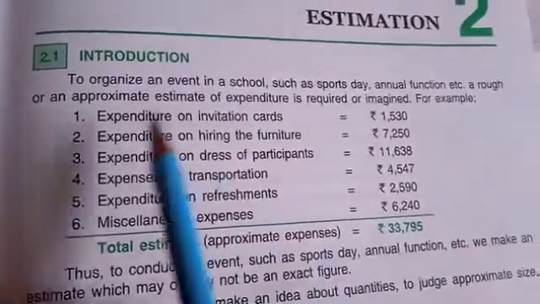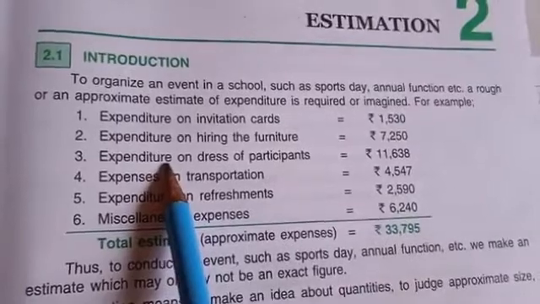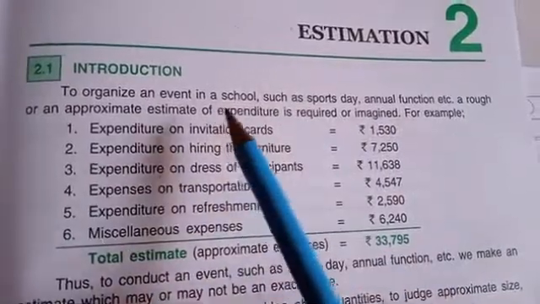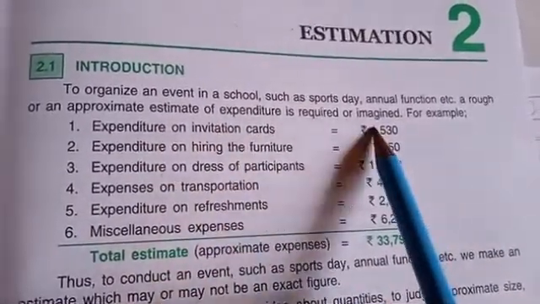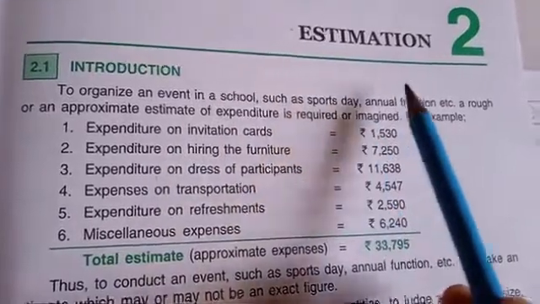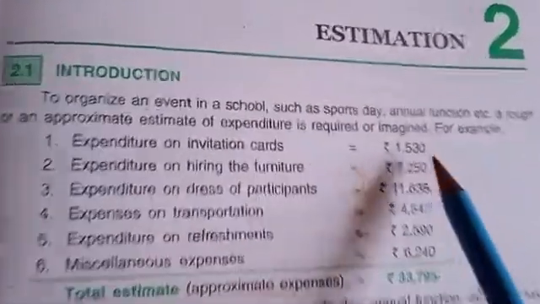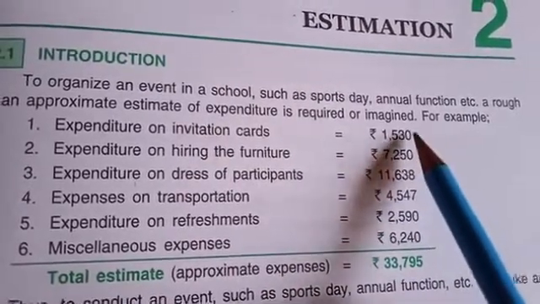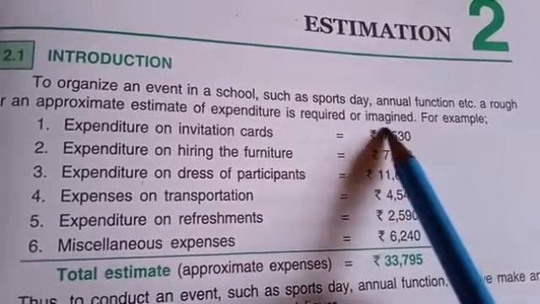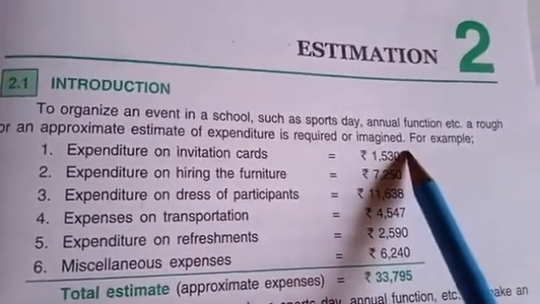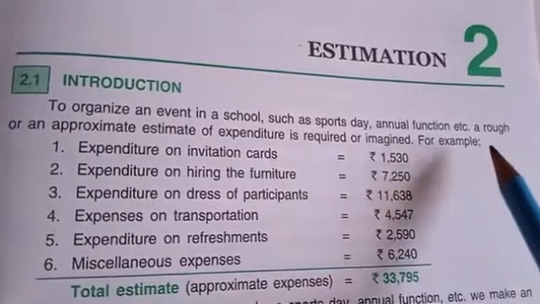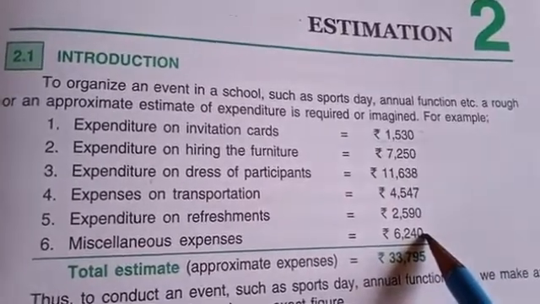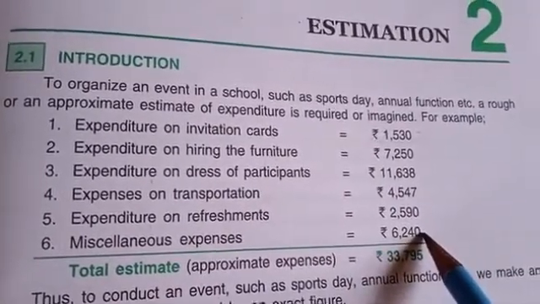Now here an example is given. You can go through the example. This is the cost of expenditure or invitation cards. This is for your school, okay? Sports day, annual day, you have such arrangements. Now it is written 1530. That doesn't mean, okay, this is an estimated one. Estimated means this can be plus 5 or minus 5, it can be here or there a little bit. But this is all estimated. This is just an approximate estimation of expenditure.